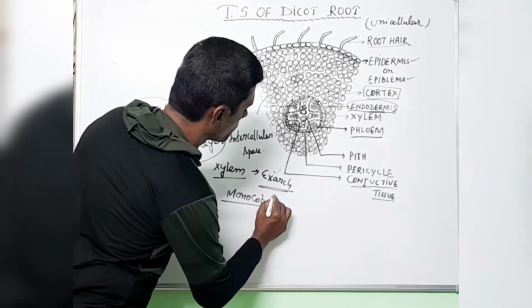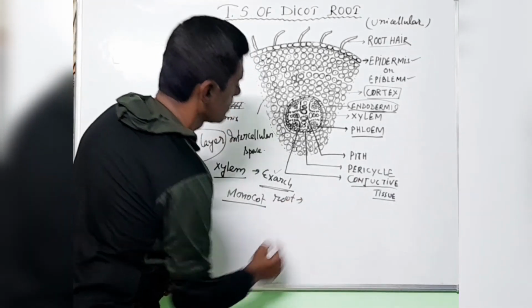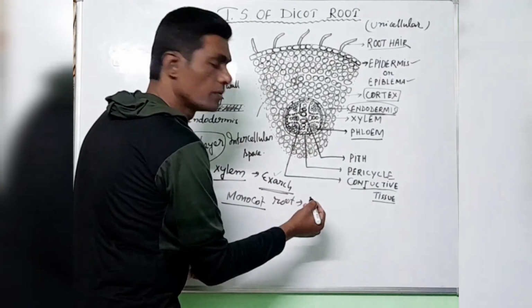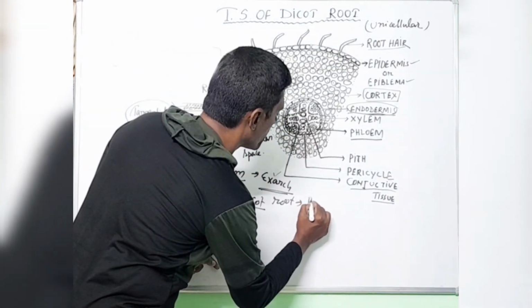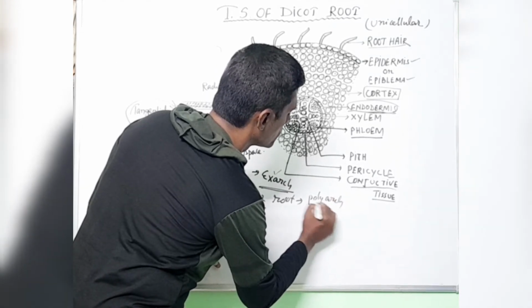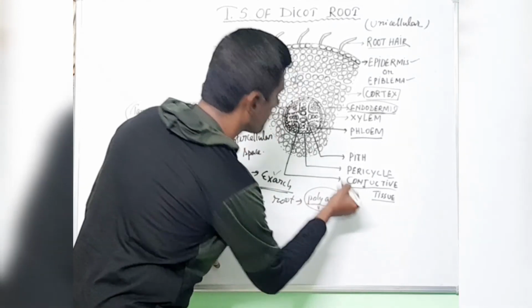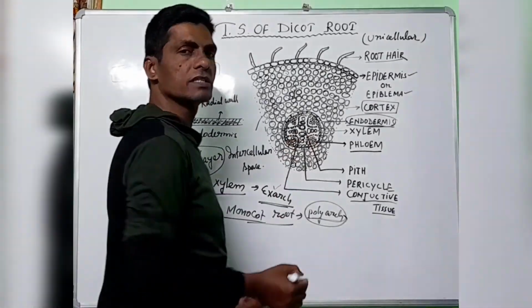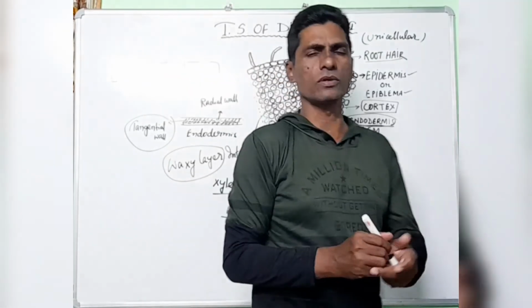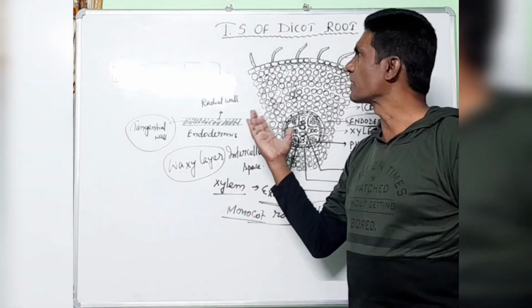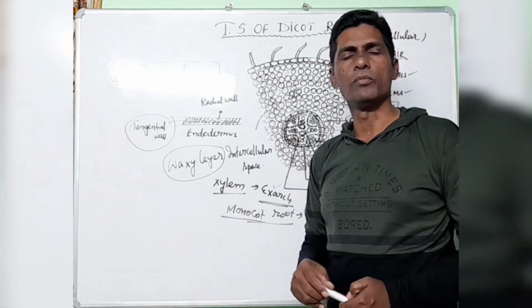In monocot root, the number of xylem tissues is more than 6 to 8. That's why it is called polyarch. So polyarch condition is found in monocot root, and here it consists of 4 to 6 xylem in dicot. That is the small difference. Remaining all characters are the same in TS of dicot root and monocot root.